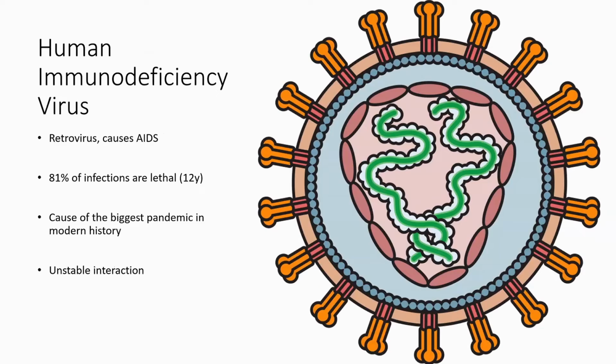It also works the other way around. For instance, HIV is a very lethal virus in the long run if left untreated. It is the cause of the biggest pandemic in modern history based on the count of deaths that it caused. This is what we will call an unstable interaction between a host and a virus.